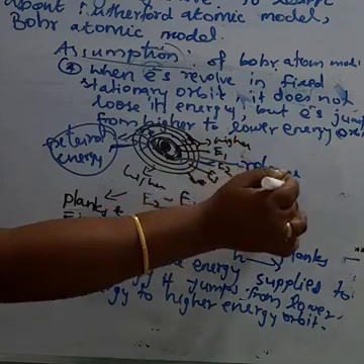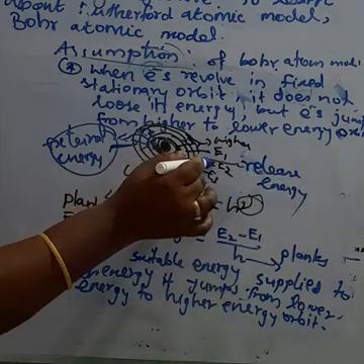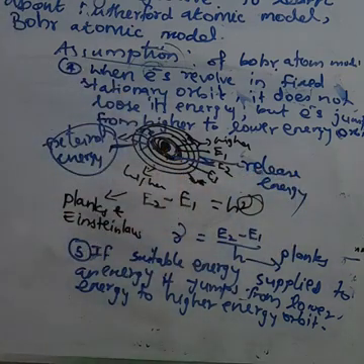That is the main assumptions of Bohr atomic model. Okay, these are the main assumptions of the Bohr atomic model. Let me repeat. There are 5 assumptions. What are they? First, in the atom, the energies of electrons are quantized. The energies of electrons are quantized.